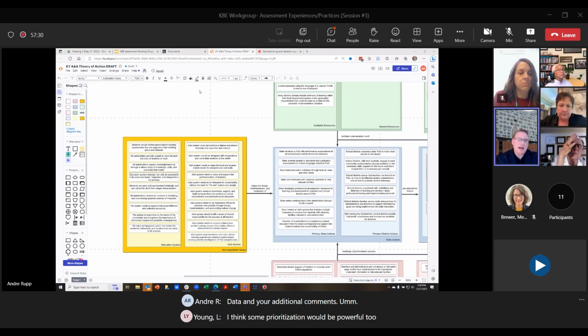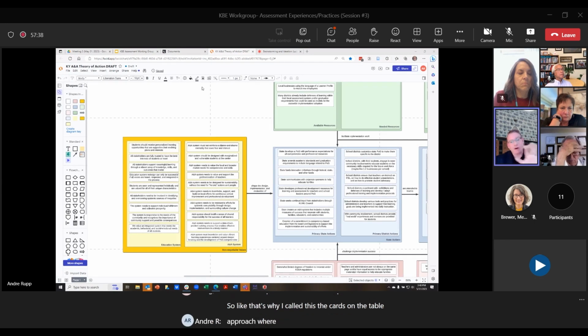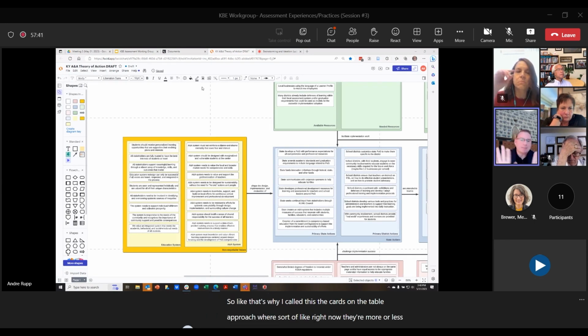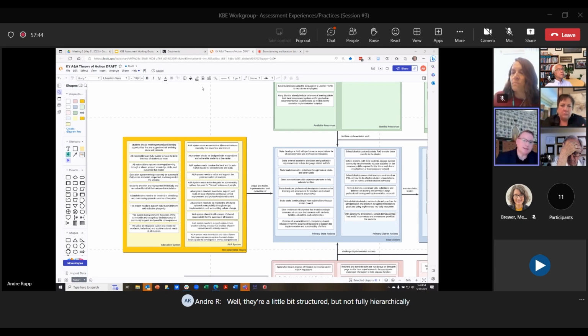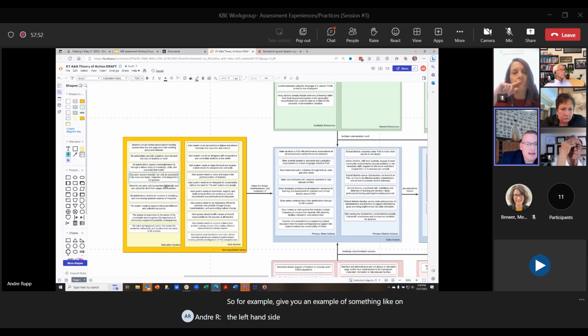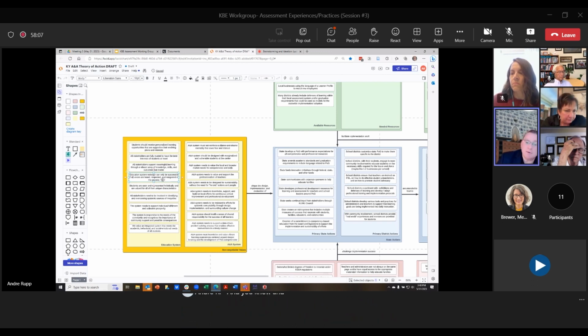That's right. Yeah, absolutely. And this is a great point, right? So that's why I called this the cards on the table approach, where right now they're a little bit structured, but not fully hierarchically organized. And there's a variety of things you could do, right? So for example, on the left-hand side, the education system redesign can only be successful if all voices are heard, respected, and integrated in the process. Now, if you want to simplify this, you take education system redesign out and call it the A&A system redesign. And it's still equally a powerful statement, right?